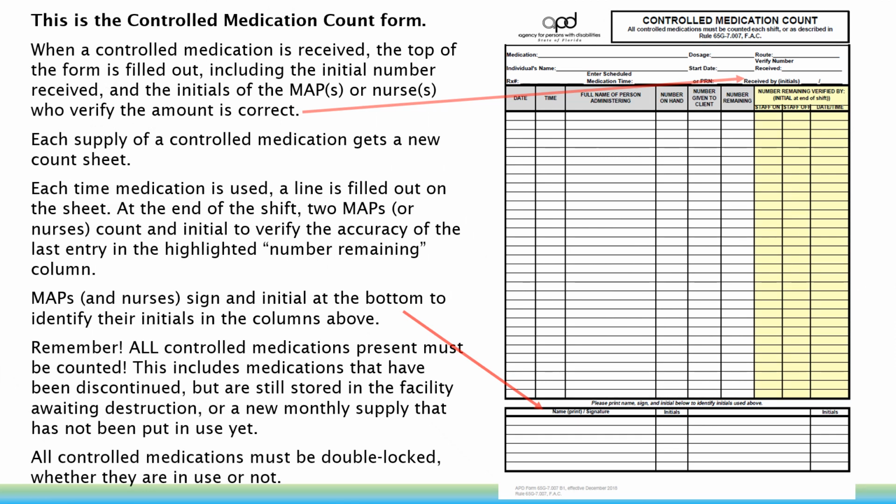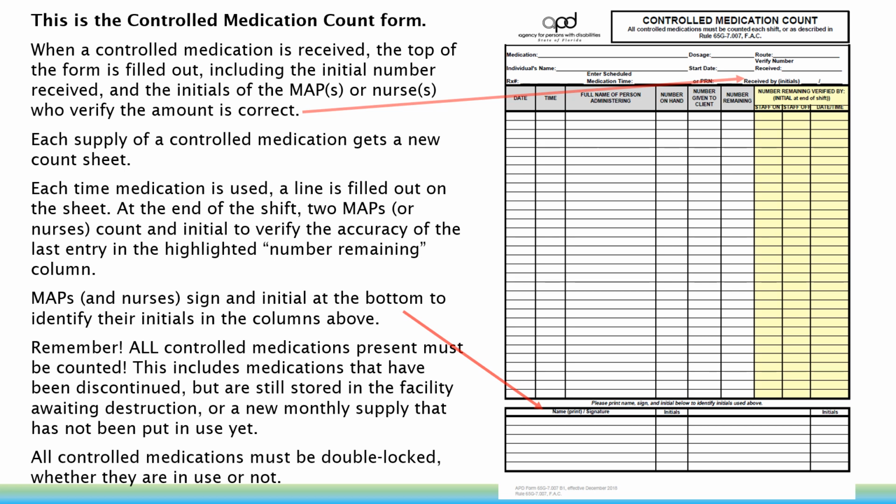This is the controlled medicine count form. When controlled medicine is received, the top of the form is filled out, including the initial number received, the initials of the MAP or nurse who verify the amount is correct. Each supply of controlled medicine gets a new count sheet. Each time medicine is used, a line is filled out on the sheet.